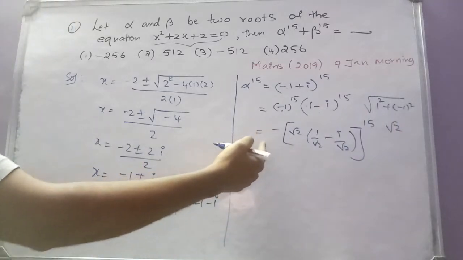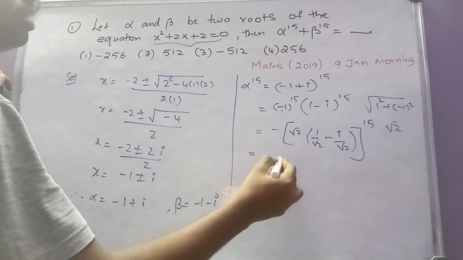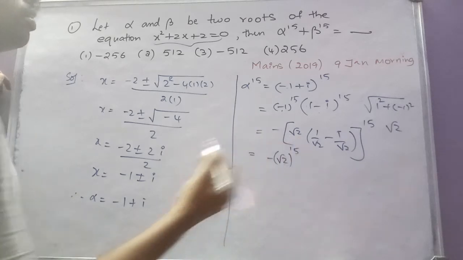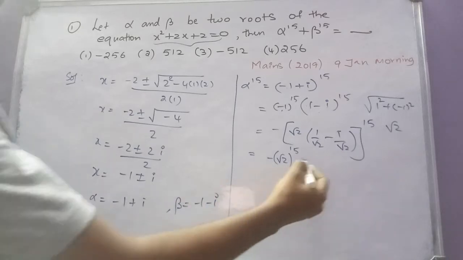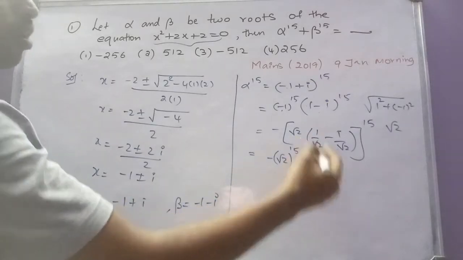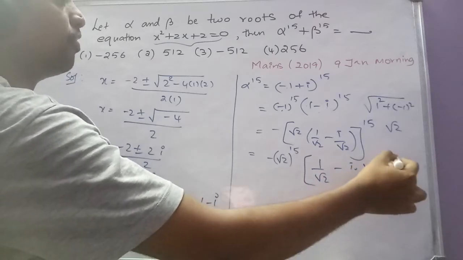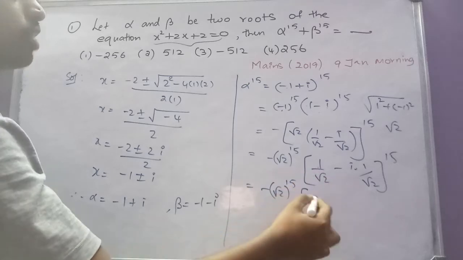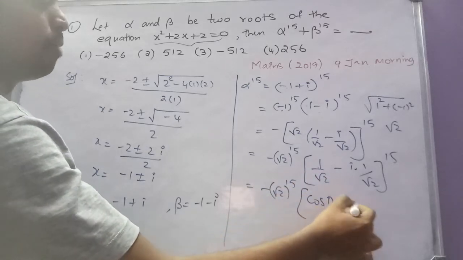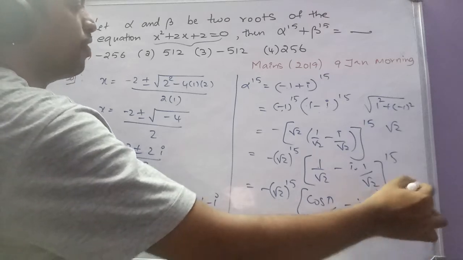And take this root 2 outside this bracket, and it will take the power 15 along with it. So minus root 2 power 15, into, you are left with 1 by root 2 minus i into 1 by root 2, whole power 15. So minus root 2 power 15 as it is, and this can be written as cos pi by 4 minus i into sin pi by 4, whole power 15.